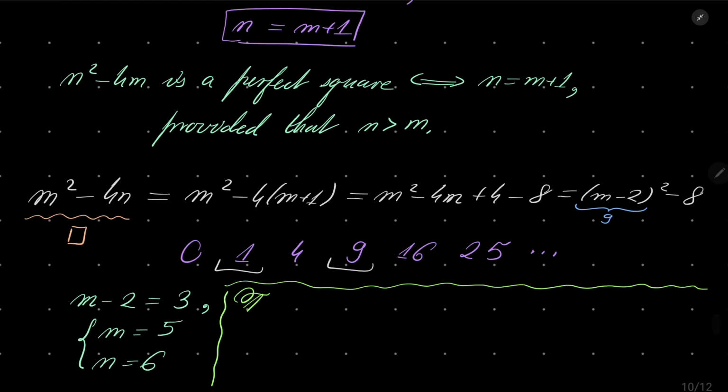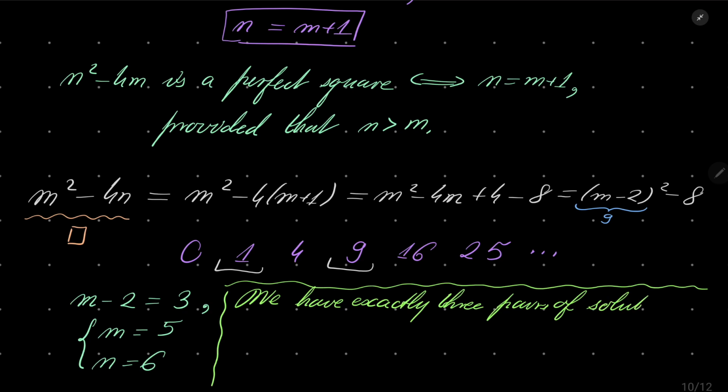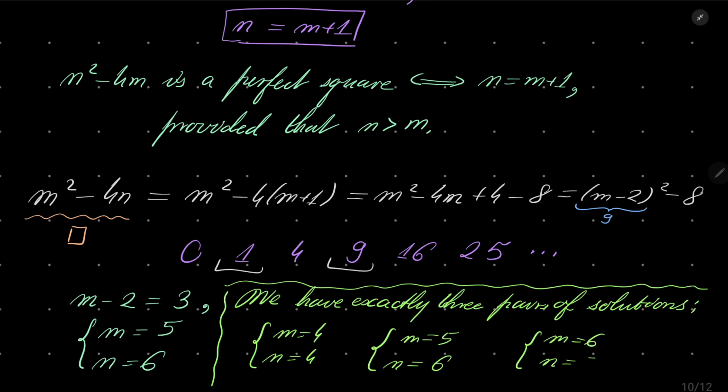So we have exactly 3 pairs of solutions. Namely 4, 4, 5, 6, and 6, 5. And that closes our problem.